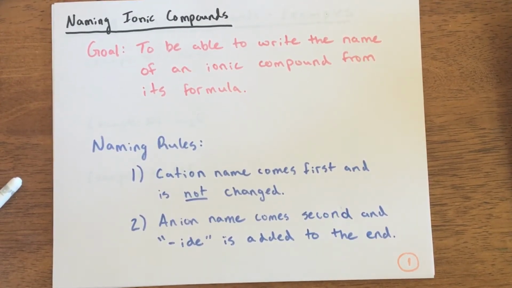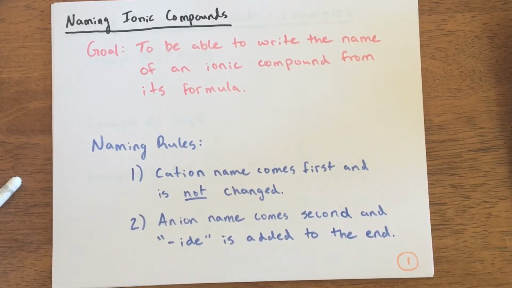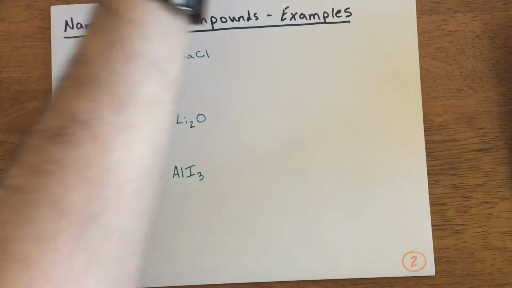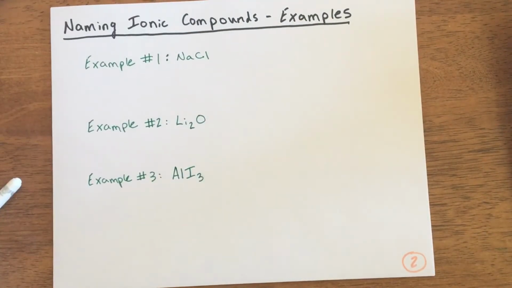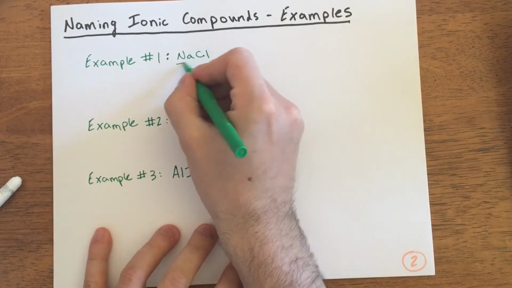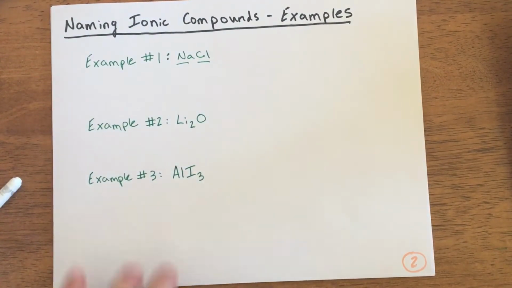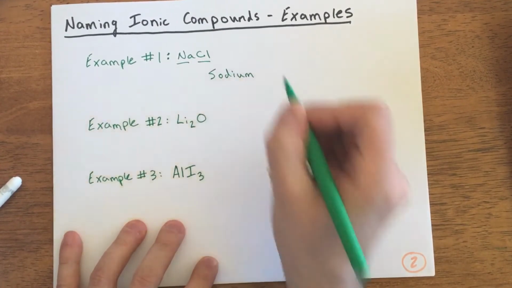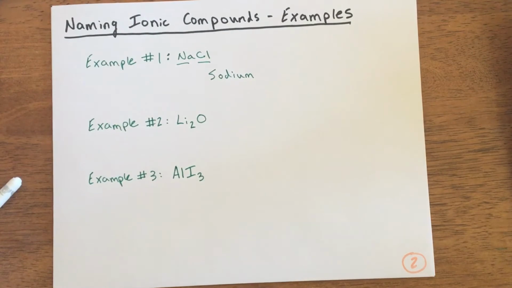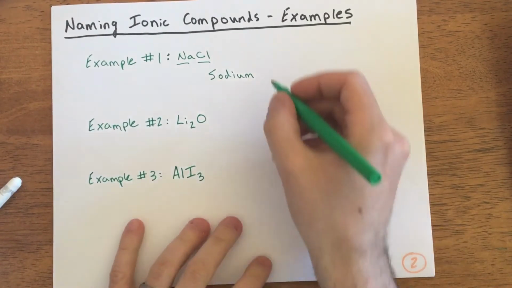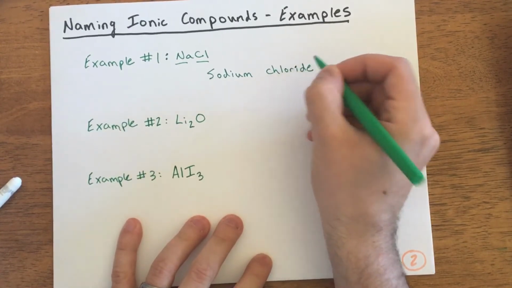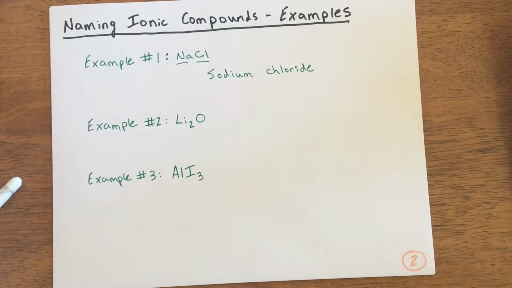So you've probably heard table salt is called sodium chloride. Let's look at that. That's our very first example. So example number 1, we have Na, which stands for sodium, and Cl, which stands for chlorine. So we write sodium as the cation name of the first element, and we write chloride at the end. Instead of chlorine, we replace the INE with IDE, so sodium chloride.